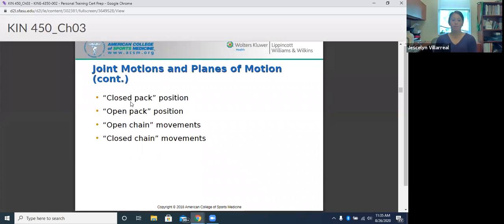As we look at joint motions and planes of motion, closed pack is one example of a position when there is maximal congruency of the joint surfaces and maximal tautness of the joint capsule and ligament. Open pack is going to be loose. So when there is least joint congruency and the joint capsule and ligaments are most loose.